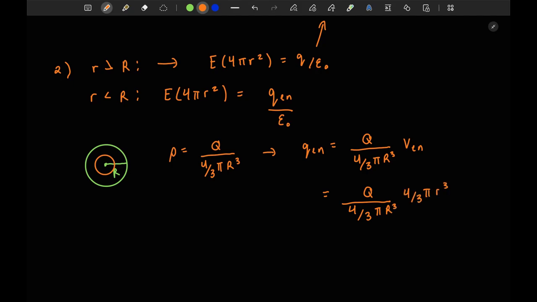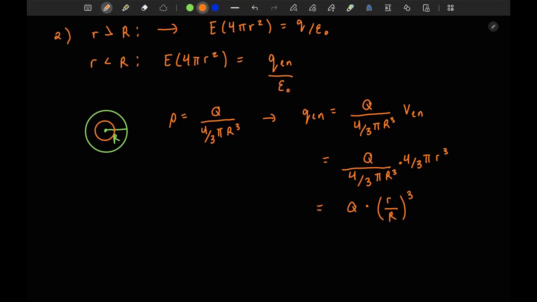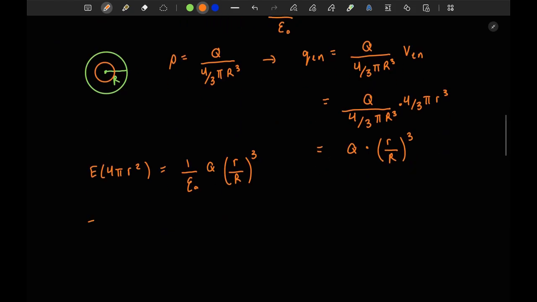And so we see a fair bit of cancellation there. We end up with just Q times little r over big R cubed. Okay, so now that we have the charge enclosed, we can say that E times 4 pi r squared is equal to 1 over epsilon naught times Q r over big R cubed. And we can go ahead and solve for our electric field.